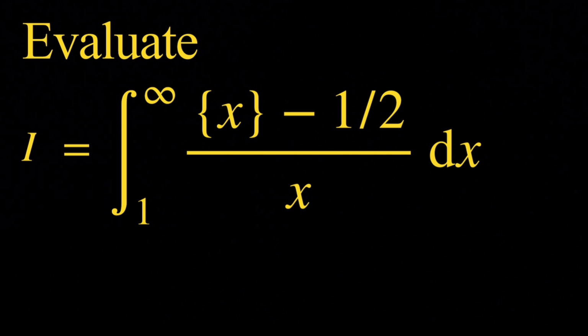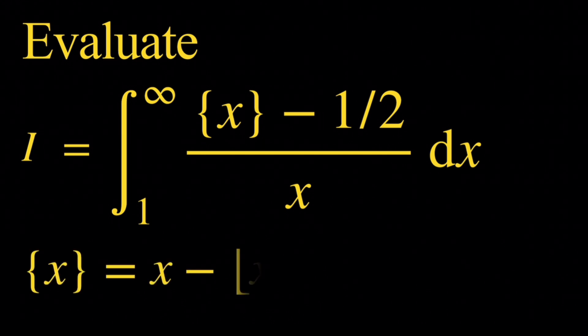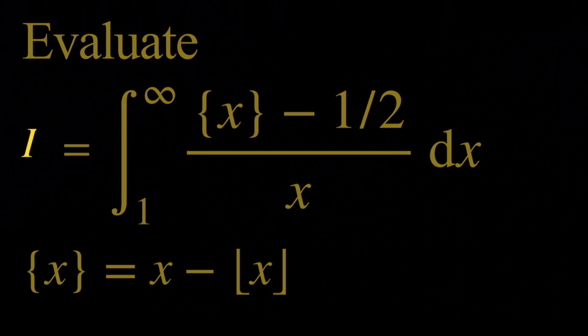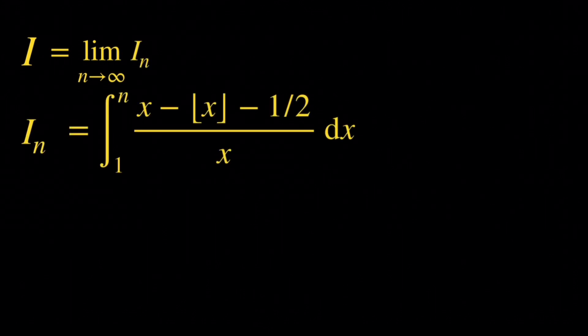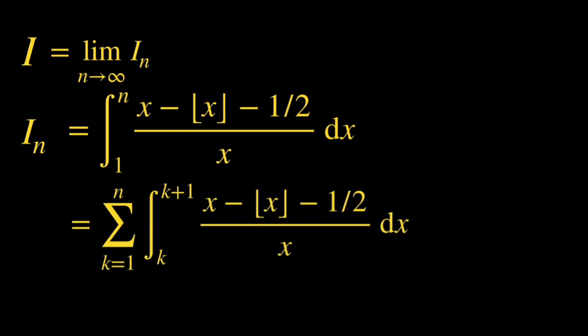Okay, so I'm going to recall that the fractional part of x is actually x minus the floor of x, so the integer part of x. So I'm going to write I as the limit of I sub n, where I sub n is the integral from 1 to n of x minus the floor of x minus 1 half, divided by x, dx, which can be written as the sum for k going from 1 to n of the integral from k to k plus 1 of x minus the integer part of x minus 1 half, divided by x, dx.